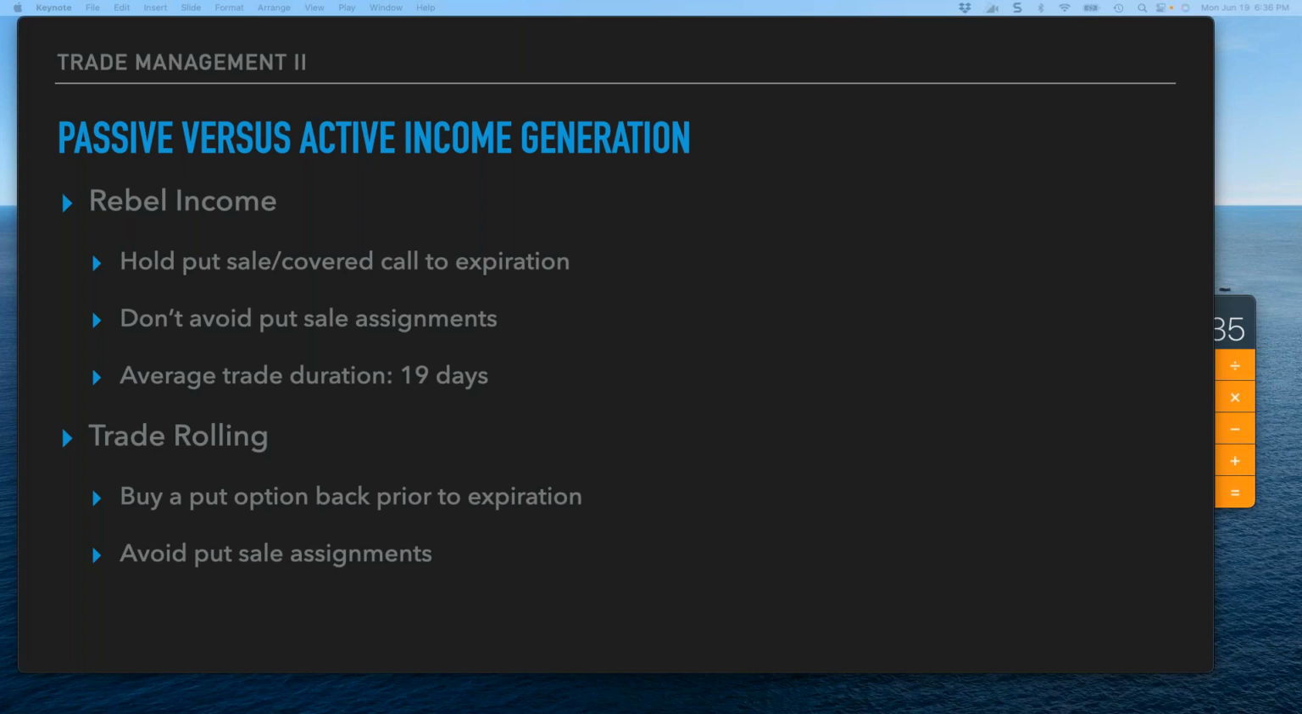So by doing this, remember what I said about trading frequency. I'll demonstrate this a little bit more in just a bit, but this allows them to accelerate the compounding effect that trading frequency gives you. One of the primary intentions then is to avoid put sale assignments, if you want to take a more active approach and be a more active roller, as it were.